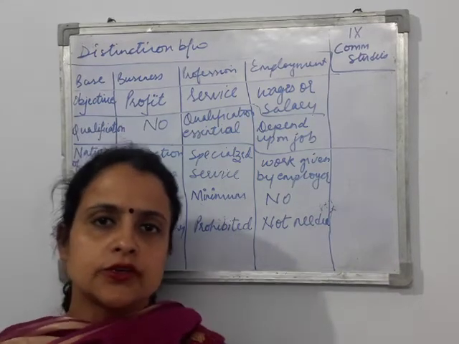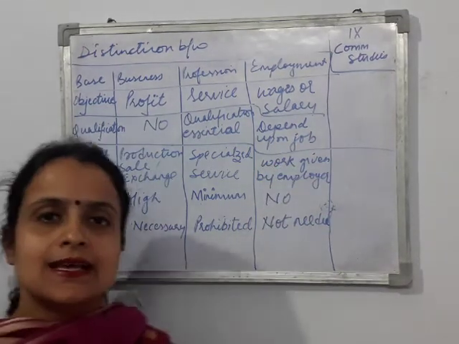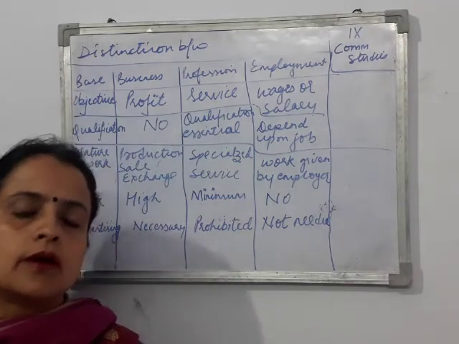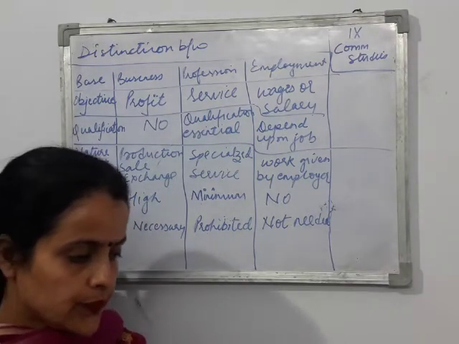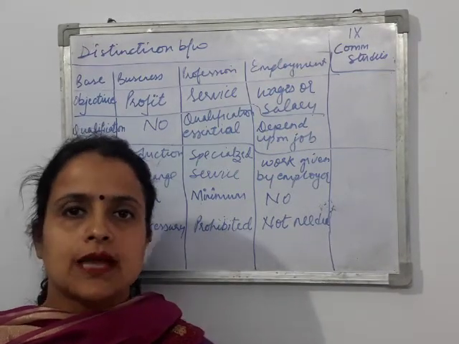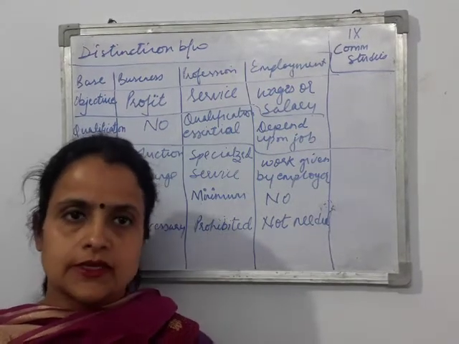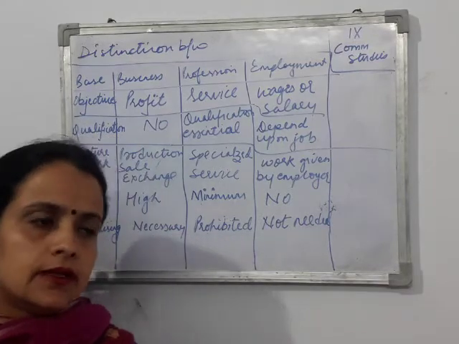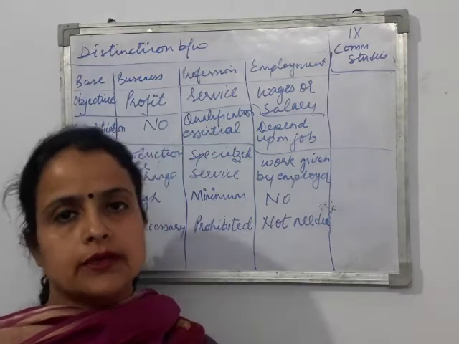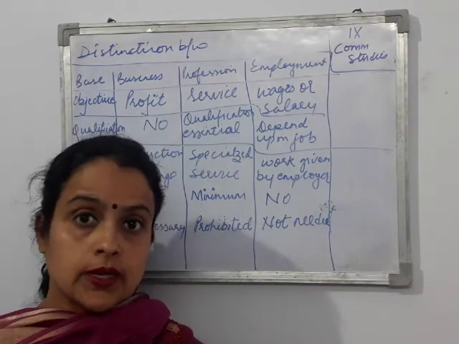Today we are going to continue with our commercial studies second class. In the last class, if you remember, we did commercial and non-commercial activities, and then the types of commercial activities. There are three types of commercial activities: business, profession, and employment. Today we are going to do the difference between them.